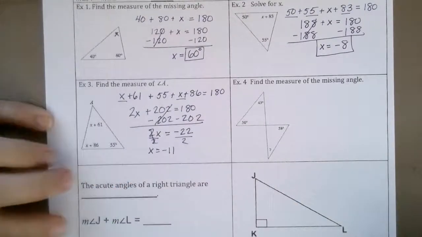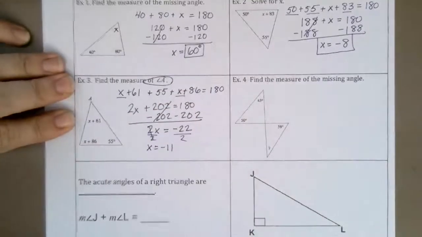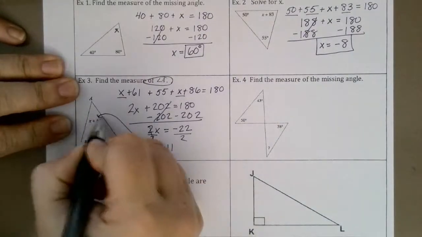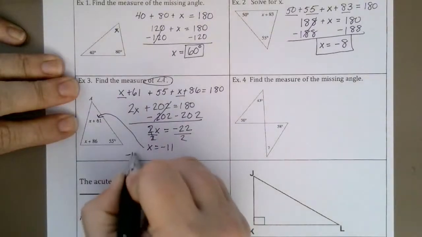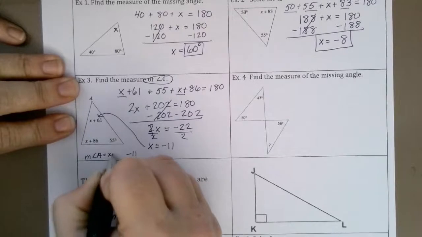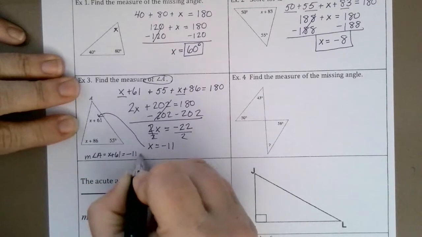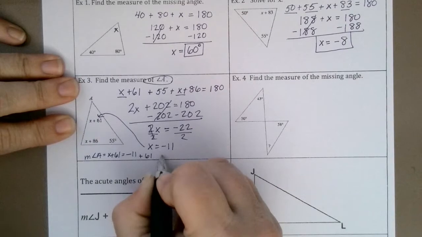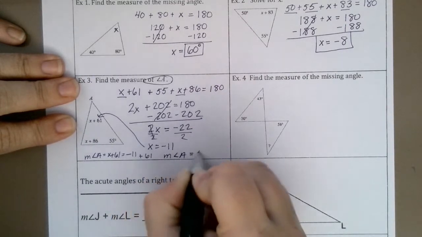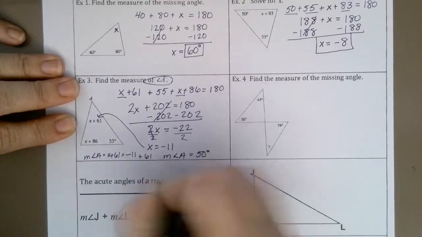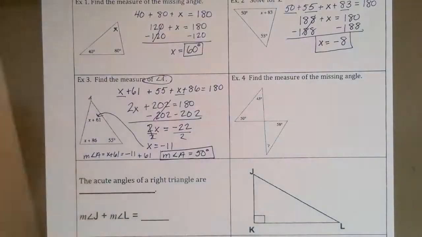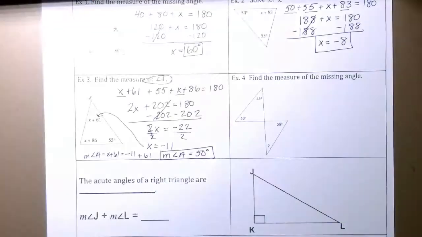Done? No, it says find the measure of angle A. So what do I need to do with that negative 11? Plug it back into here. So negative 11, let me see, measure of angle A is equal to X plus 61, and we're plugging in negative 11 plus 61, which gives us a grand total of positive 50 what? Degrees. So measure of angle A is equal to 50 degrees. Okay? Questions there?